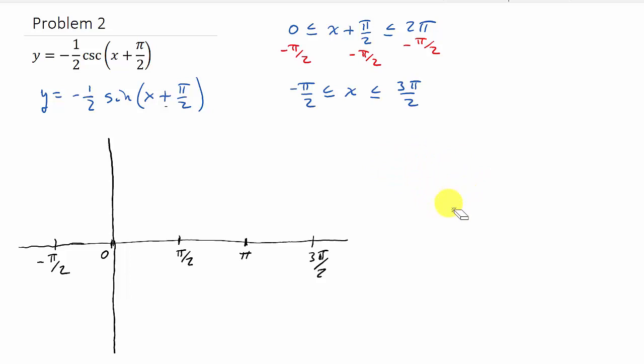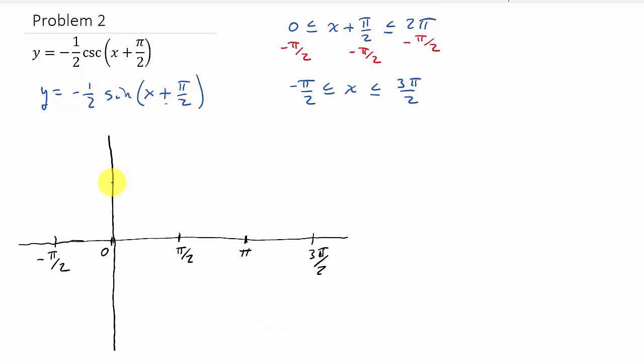Now, to graph this thing, I need the max and min value. We know the amplitude is 1/2. It's the absolute value of the number in front of the trig function. And so I know my maximum and minimum value is going to be 1/2 and negative 1/2. Now, here's the beginning of the period, and here's the end of the period.